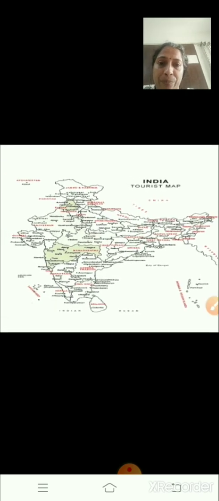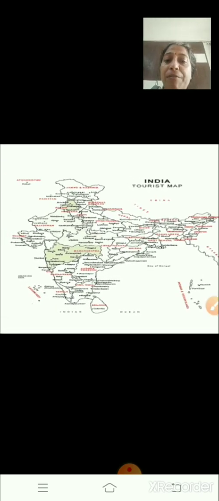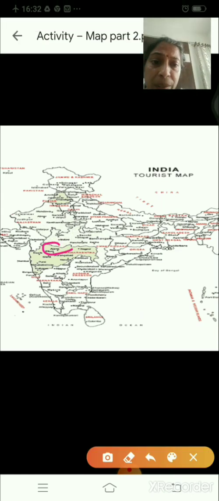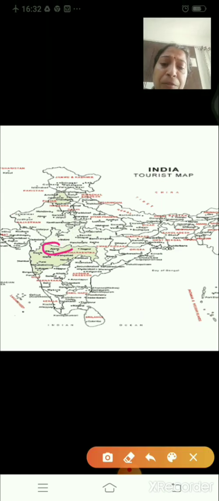Just look at this map. This is a tourist map. See, everything is written in text there. There is no symbol used. So is it possible to understand? Here there is Ajanta, a tourist map, all the places, everything is written in text. There are no symbols used there.